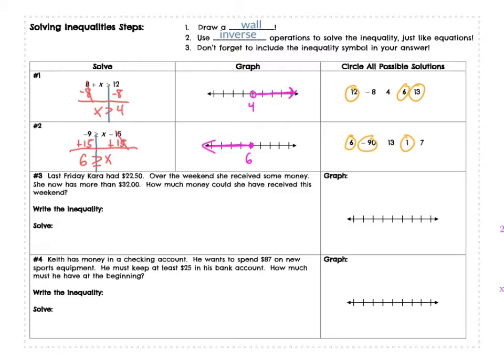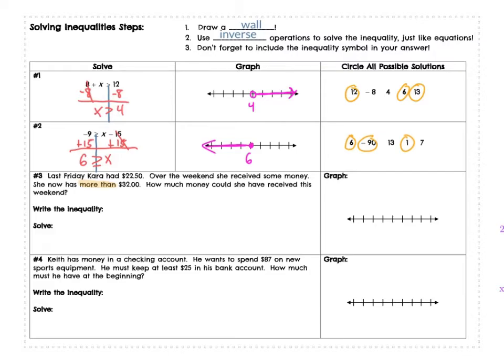Now we have to look at some fun word problems when we're talking about inequalities. So number 3 there says, last Friday, Kara had $22.50. Over the weekend, she received some money and now has more than $32. That more than is going to be very important. How much money could she have received this weekend? Now we need to write an inequality, and then we have to solve said inequality. So that more than is going to be very important for us because it's going to let us know whether we're going to be dealing with greater than or less than.